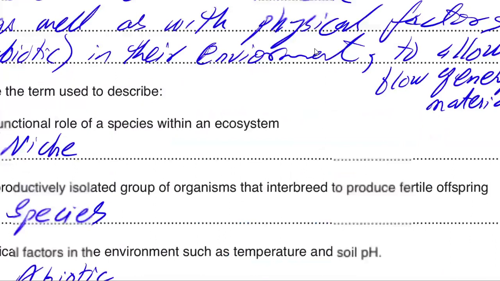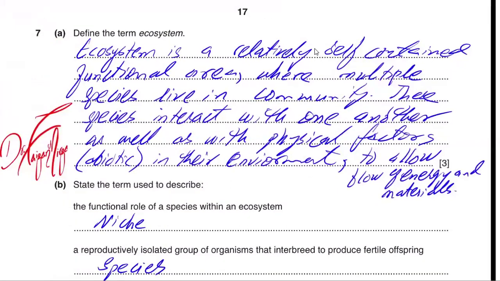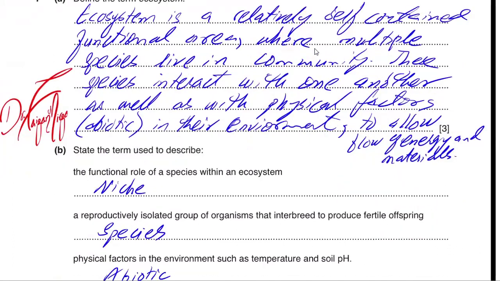May June 2019, variant 42. Let's take another question. This question just came for terms and basic definitions, something that's completely AO1, assessment objective 1, where they ask you to recall and state. Define the ecosystem. The term ecosystem is a relatively self-contained functional area where multiple species live in a community. These species interact with one another as well as with the physical factors, the abiotic factors of their environment, to allow flow of energy as well as materials. So in an ecosystem, flow of energy occurs and flow of materials occurs as well.